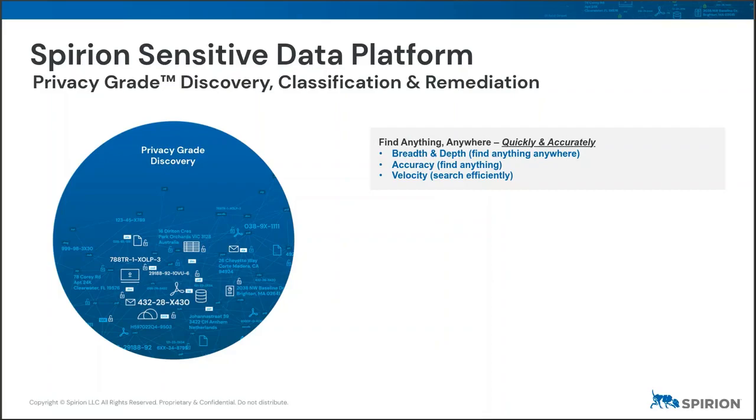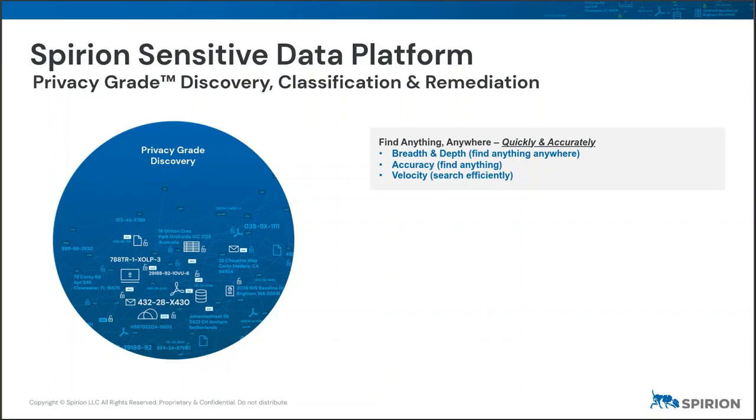And that's something that we at Spirion call privacy grade discovery. And what it's based upon is an incredible breadth and depth. We pride ourselves in being able to find sensitive data types that others cannot, and we can find it in locations that others cannot. We say find anything, anywhere.